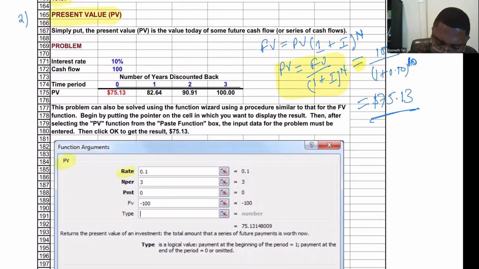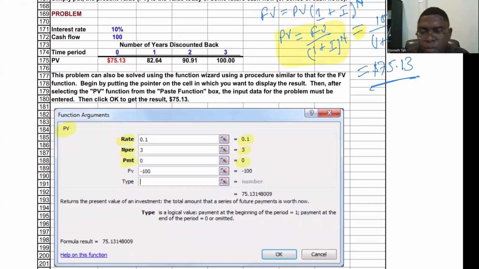It will ask us for the rate, which we are going to input. That rate is going to be 10%, which is 0.1. It will ask us for the number of periods, which we will input as 3. It will ask for the payment, which is 0, because it's a lump sum, we don't have periodic payment. It will ask for future value, which we take as negative 100. And we had pressed present value. So it's going to give us the present value of 75.13.